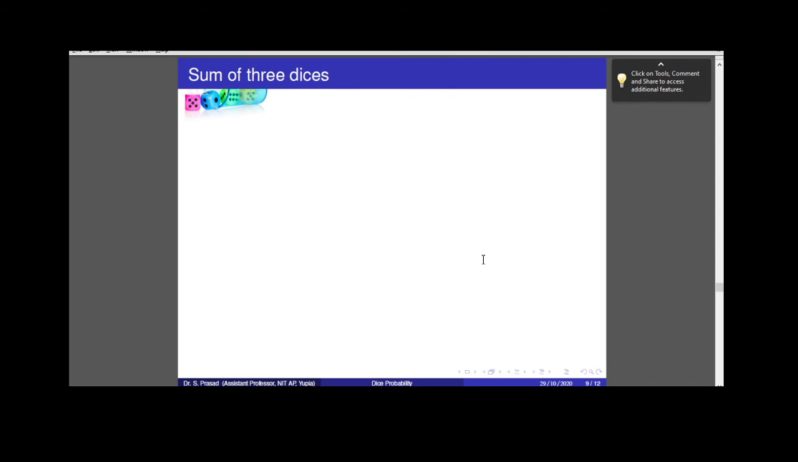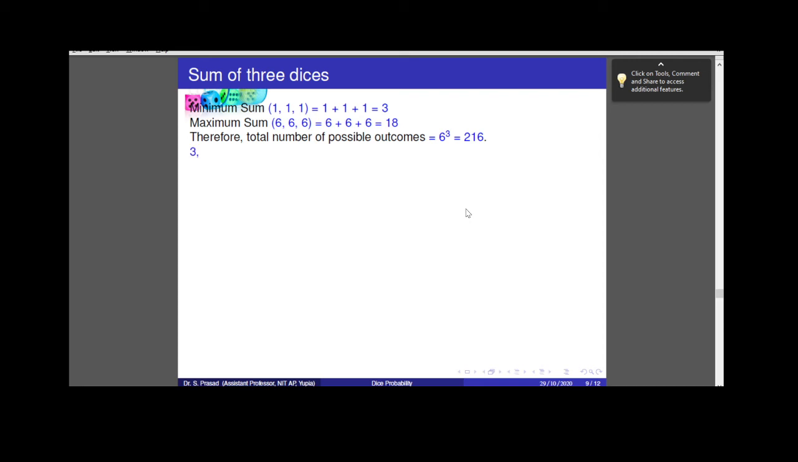And now we go for the sum of three dice. In the previous one we have seen that the minimum sum of two dice is 1, 1. Now here, for the sum of three dice, similarly the minimum sum is 1, 1, 1, which equals 3. And the maximum sum is 6, 6, 6, which equals 18. Therefore, the total number of possible outcomes is 6 to the power 3, which equals 216.